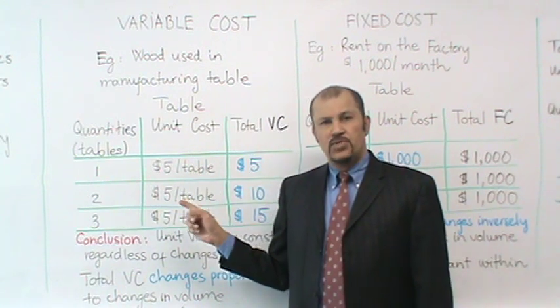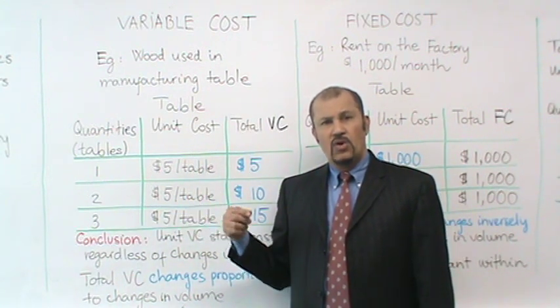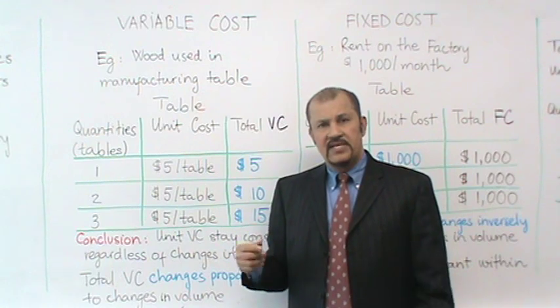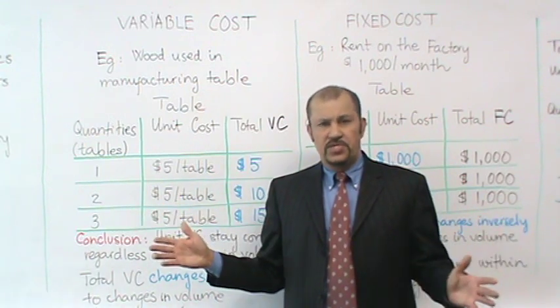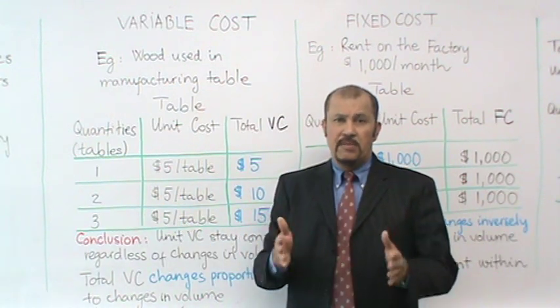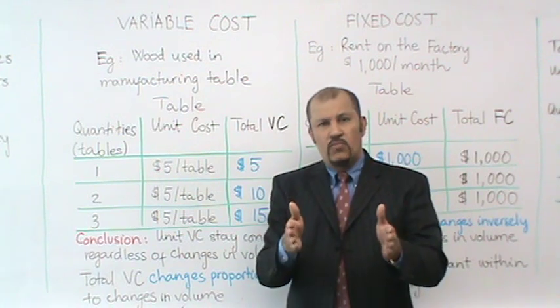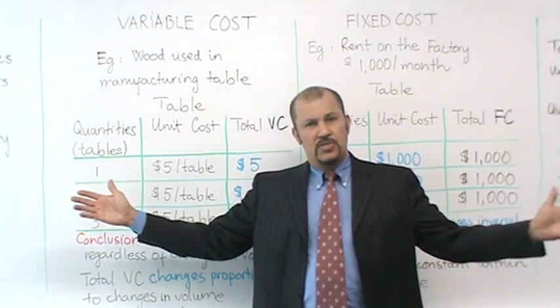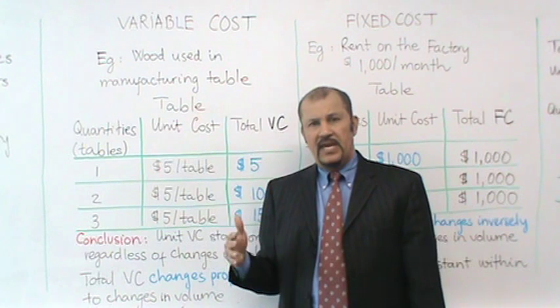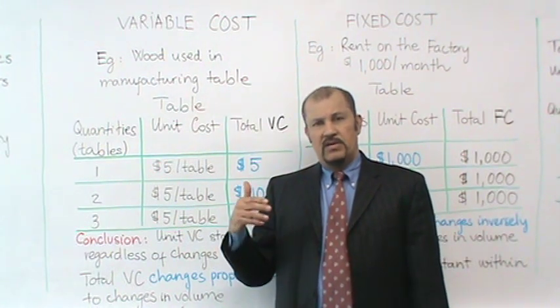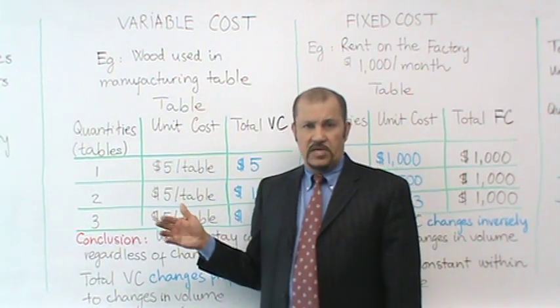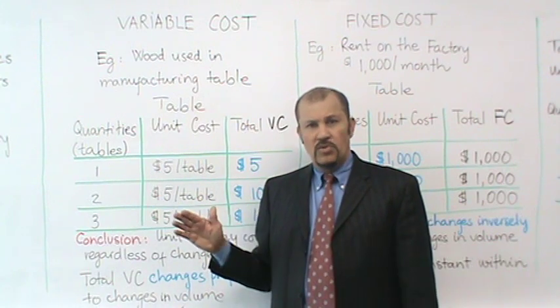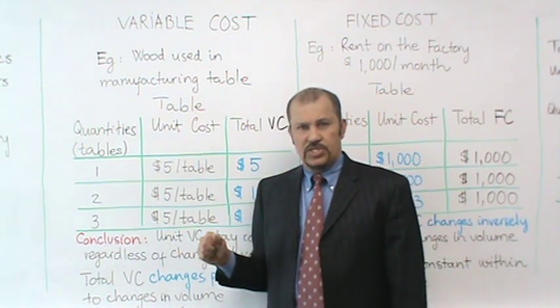Now, one of the assumptions we make here is that there are no volume discounts granted for large volume purchases. So that's the assumption we make. So whether we buy a small amount of wood or whether we buy a large amount of wood, we are going to continue paying the same amount for each square foot of wood. So that's the assumption here, no discounts given for volume purchases.